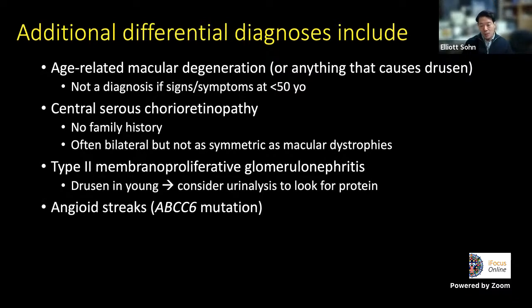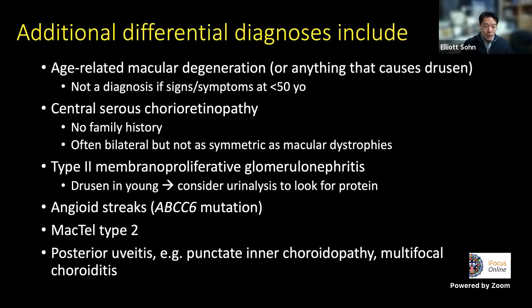Angioid streaks, when they have changes that are prominent in the macula, say due to an ABCC6 mutation, certainly can look like a macular dystrophy as well, but are not traditionally put in that category. MacTel type 2 has some features that look like macular dystrophies as well. And some posterior uveitis, like punctate inner choroidopathy and multifocal choroiditis, are a couple of examples that might look like a macular dystrophy.